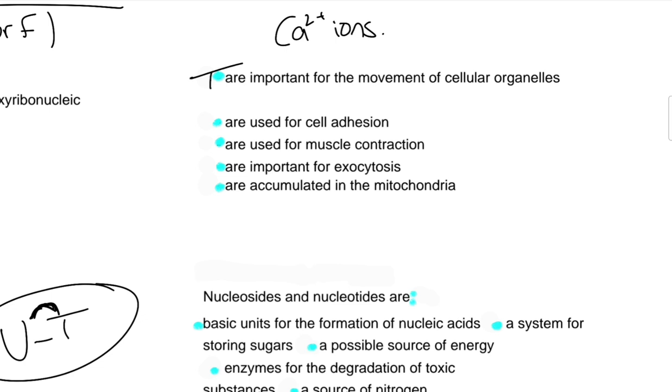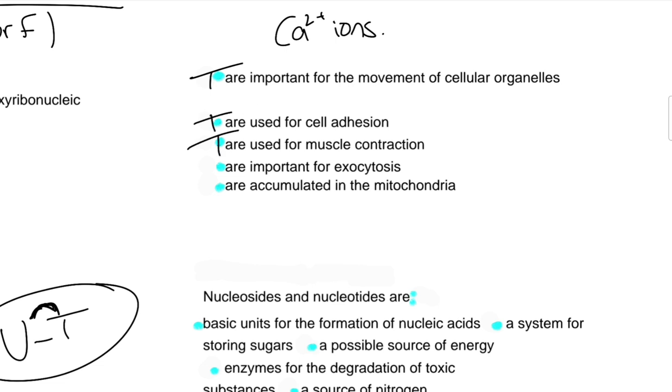Ca2 plus ions are so important in our body for everything. For the movement of the organelles, for the vesicles, for the exocytosis, for the muscle contraction, for cell adhesion, for the cells to stick to each other.